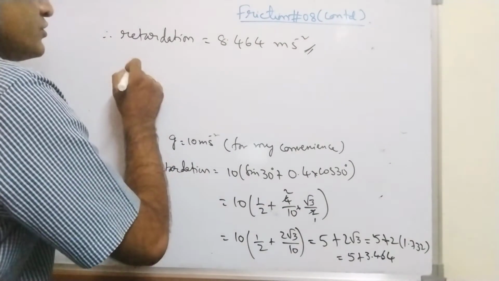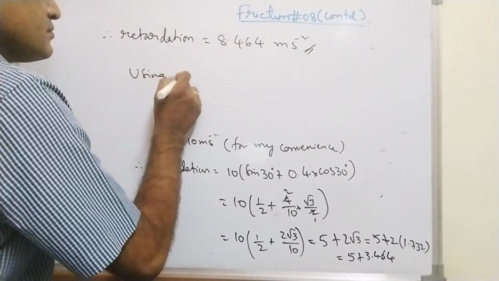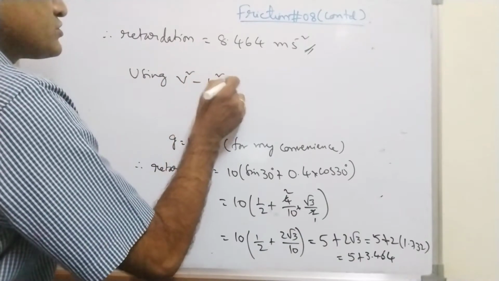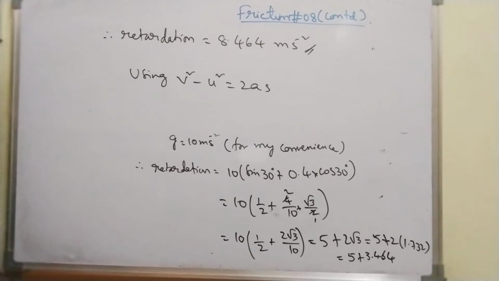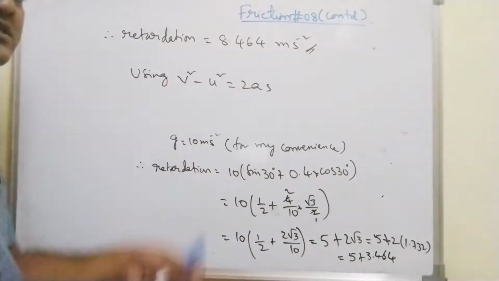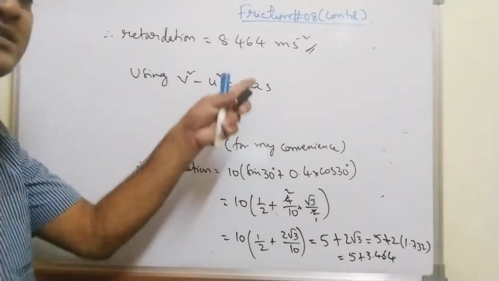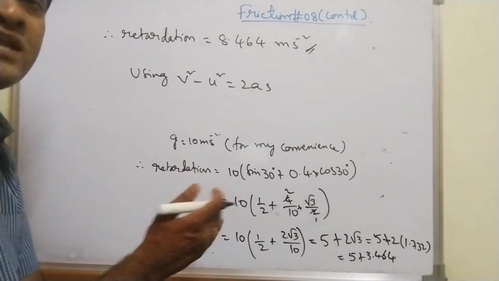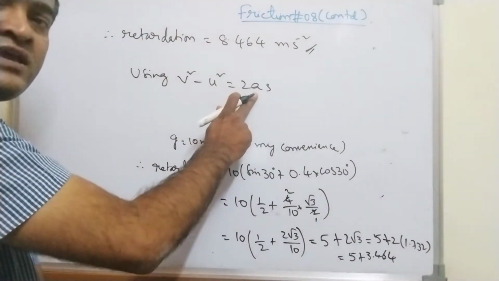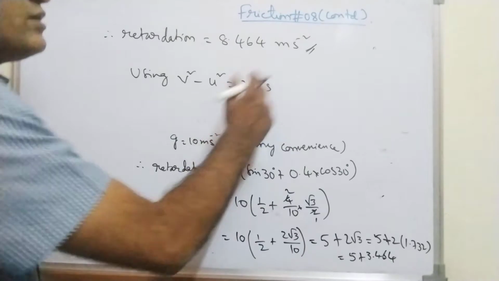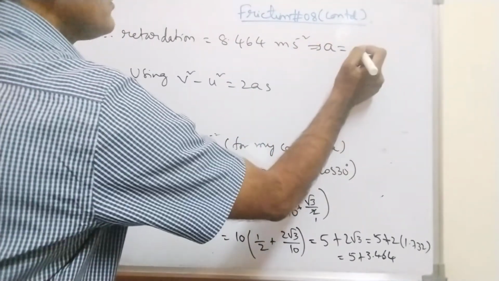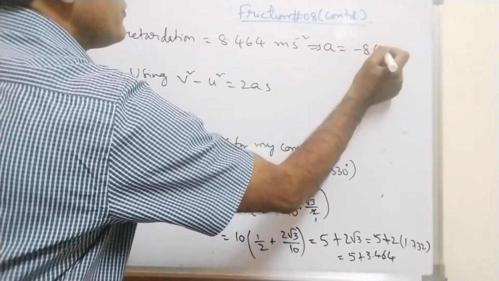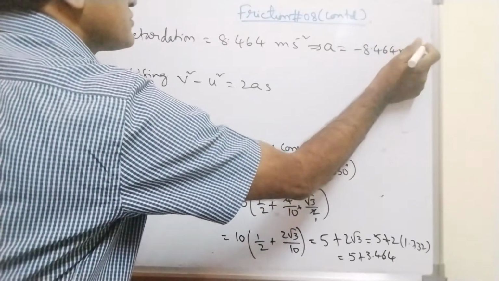You know the formula, using v square minus u square is equal to 2as. Retardation is equal to 8.464 meter per second square means what? Acceleration is negative. So in place of a, I can put a negative value, which implies a is equal to minus 8.464 meter per second square.